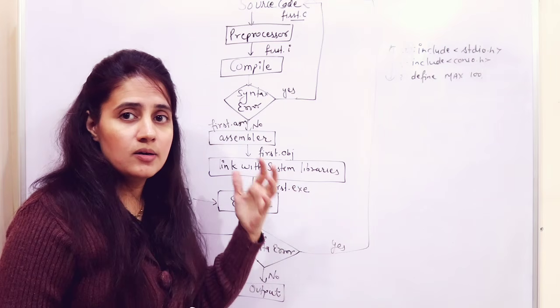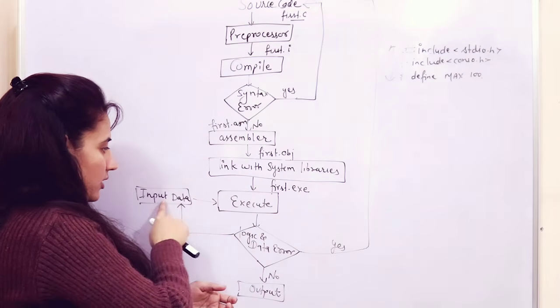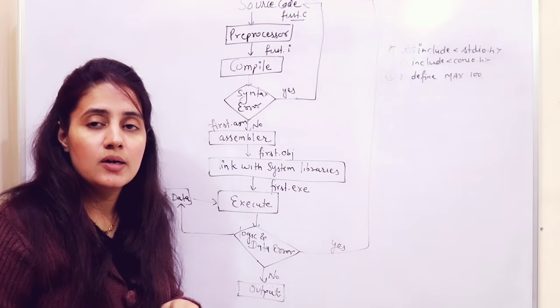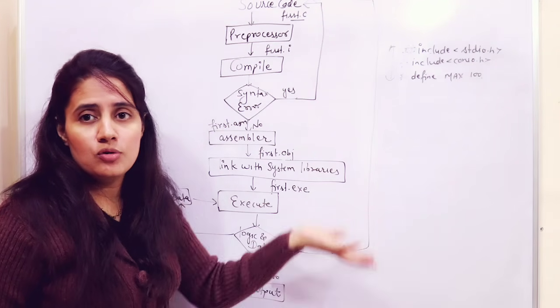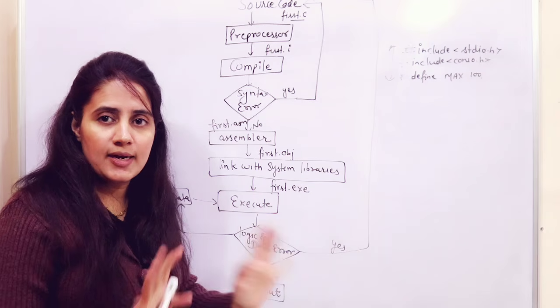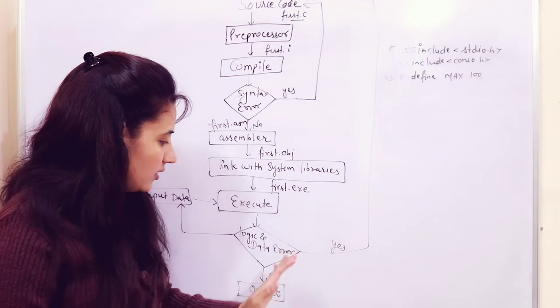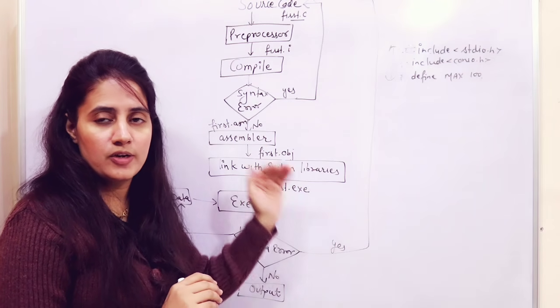If there is any runtime error, logical error, or data error, here only we will give data when we execute that file, right? If any error comes, then again obviously you have to edit your source code and make some corrections. If no runtime error is there, then you will get your output. This is the process of execution.